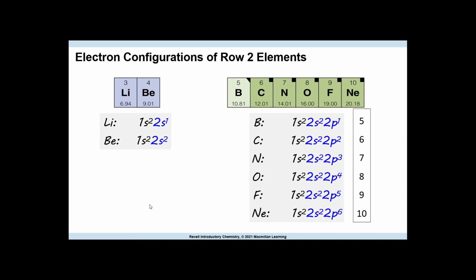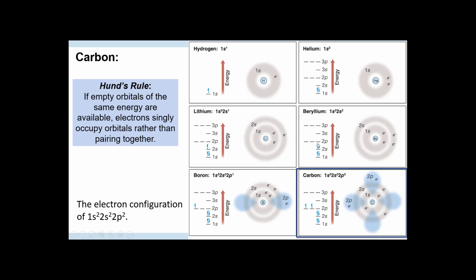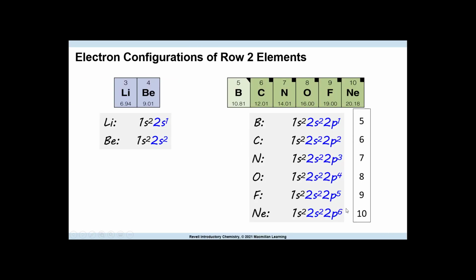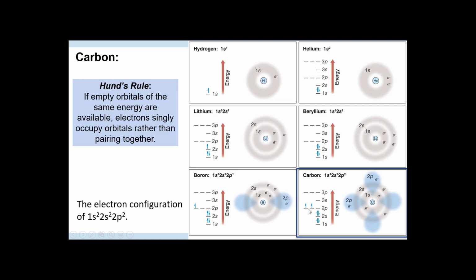So we move across the periodic table in row 2. Row 2 is the second energy level. Neon, the last element in row 2, has completely filled energy levels. That means that when we look up to 2p6, all of these are filled up. Everything's filled up as much as it can be.